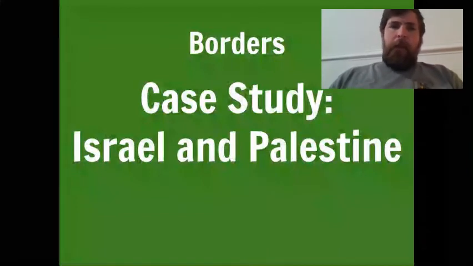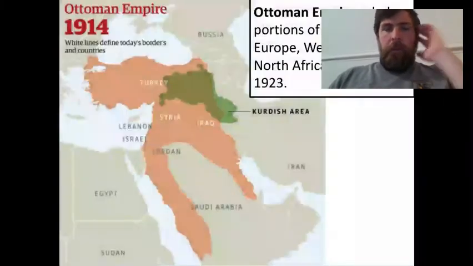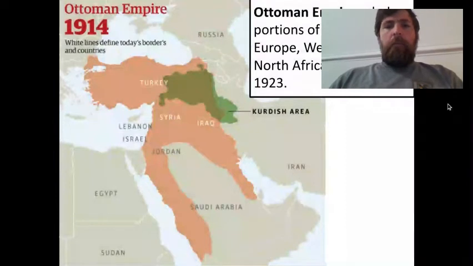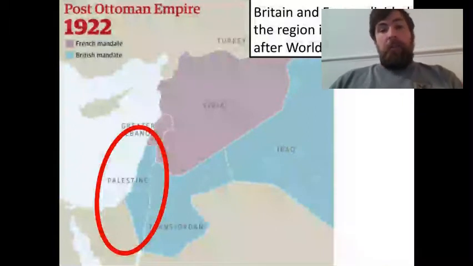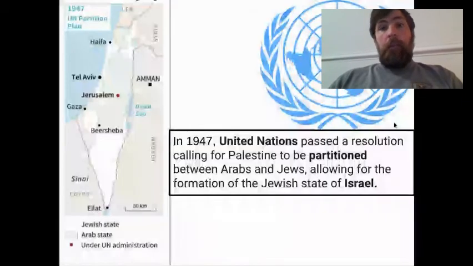Sorry about that. Now let's talk again about Israel and Palestine. We talked extensively about how the Ottoman Empire controlled Southwest Asia for about 500 or 600 years. Long time. And then the Ottoman Empire lost World War I, and we ended up with what we called the Mandate System, where Great Britain and France divided up parts of the Middle East after World War I. And Palestine, which you see circled here in red, became a British mandate or colony.